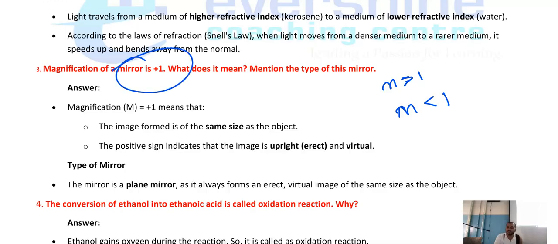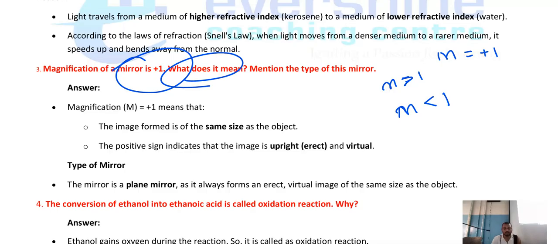Now they have given that magnification is equal to +1. If magnification is +1, what does it mean? They are asking. Now my question is, if magnification value is greater than 1, what does it mean? If magnification value is less than 1, meaning -1, -2, if it is negative, then what is the answer? Okay, here as you can see, the positive sign indicates that the image is upright, that is erect, and virtual.